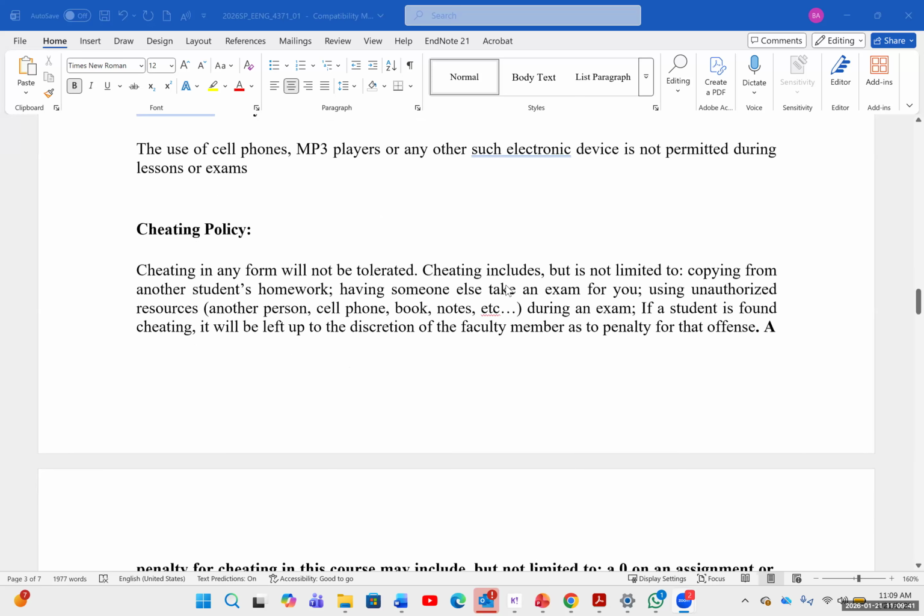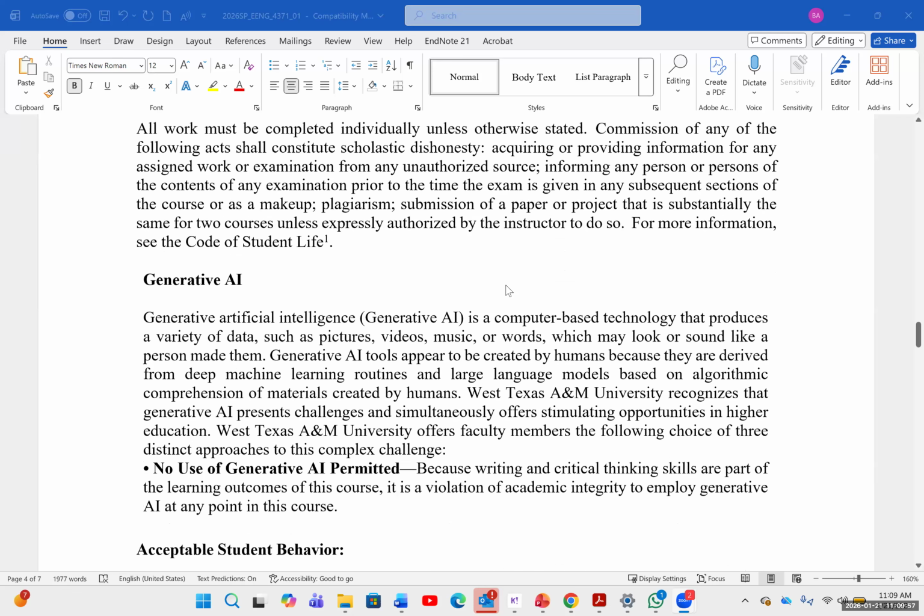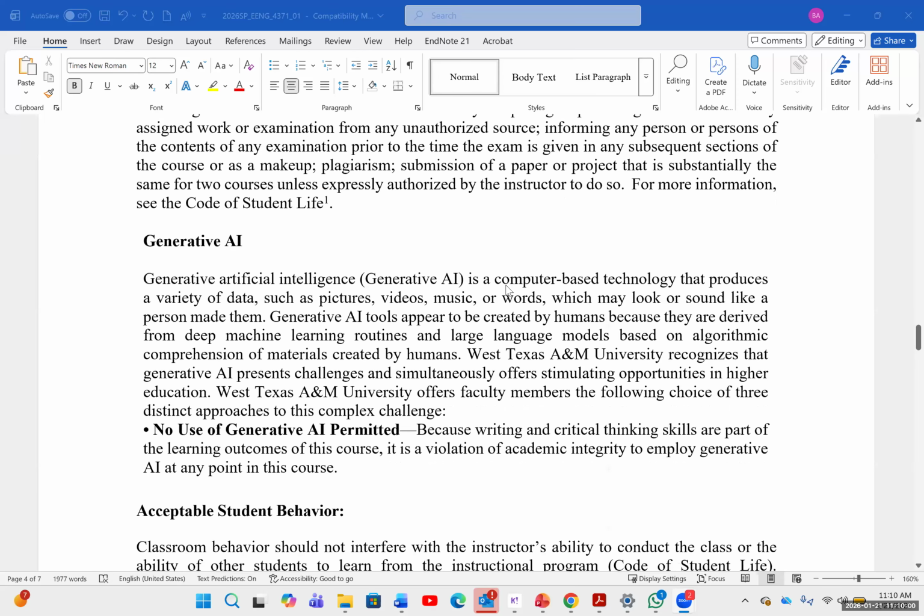Very important is the cheating policy, the use of generative AI, and academic integrity. Please read these carefully. For this course, we have a strict policy on using generative AI. You cannot use generative AI in any of your assignments. Again, generative AI is not permitted in any of the assignments. So if you use it in your homeworks, exam, or quiz, it's an automatic 0.